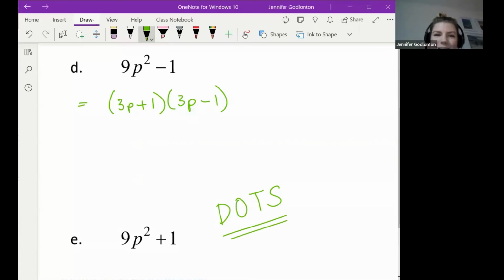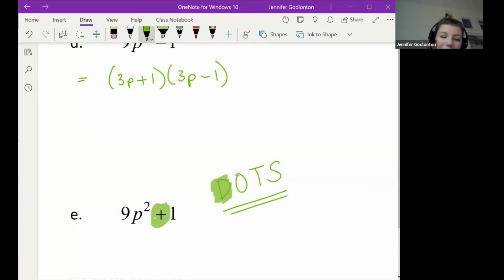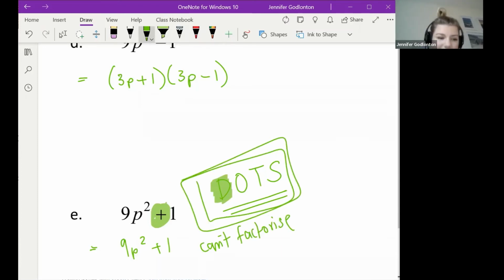D-O-T-S, dots. What does the first letter stand for in dots? It stands for difference. Is a plus sign a difference? No, a plus sign is a plus sign. It's not a difference, which means we can't do dots to this. We can't factorize it. There's nothing we can do. We have to leave it exactly the same as it is. I was making a trap for you because I want you to always think about dots.